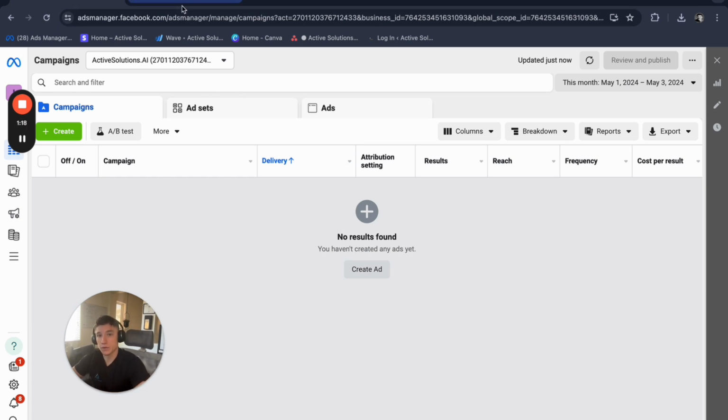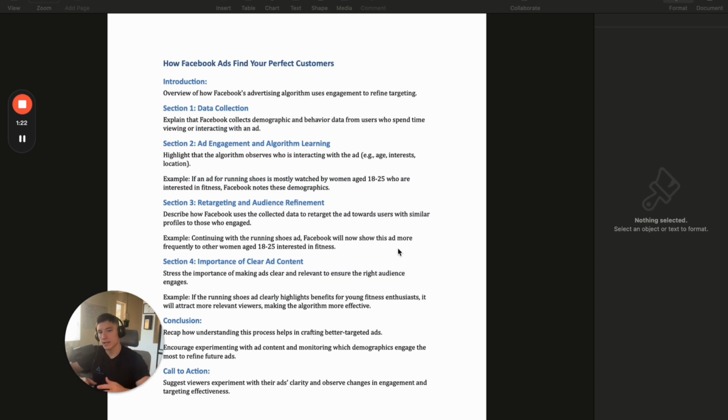Okay. So first we need to talk about how the algorithm works. Here's a little outline that's going to explain exactly how the algorithm works, and it will give you a better level of understanding before you actually go out and start creating ads for Facebook. So here's how the algorithm works. It's based off of demographic data collection. So if you're running an ad on the platform, Facebook starts to collect the demographic data like age ranges, ethnicity, or gender, and it will retarget the people who are spending the most time on your ads.